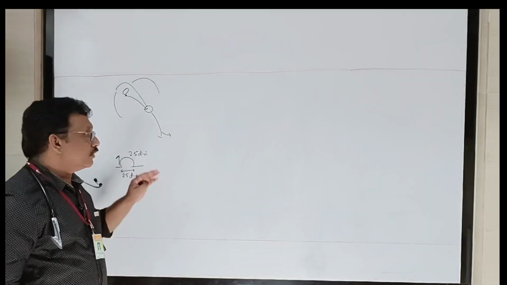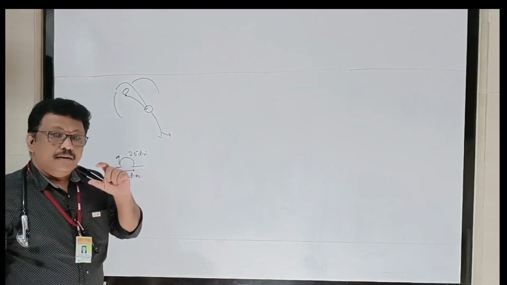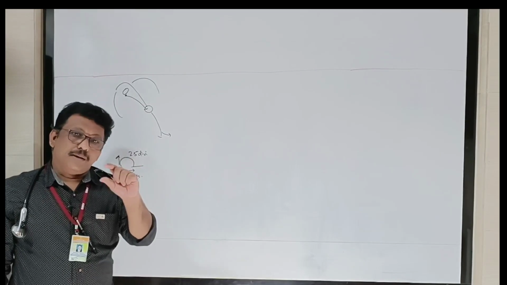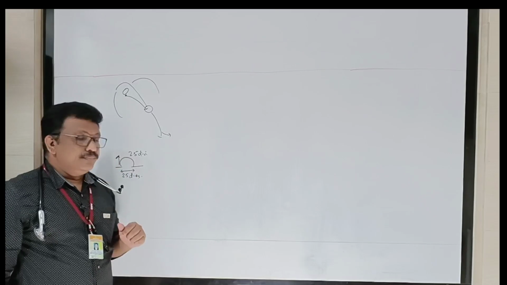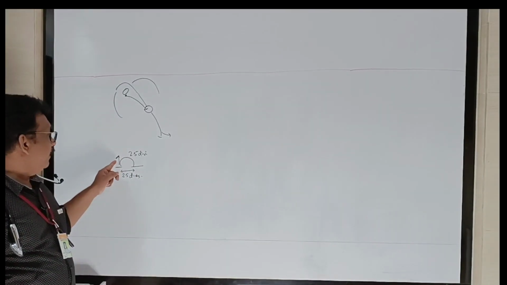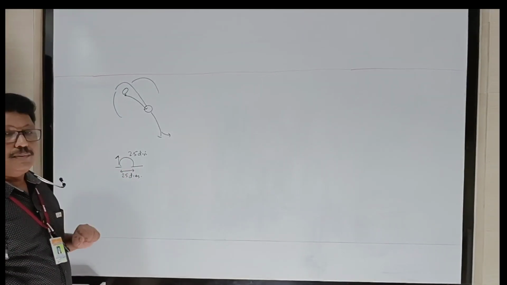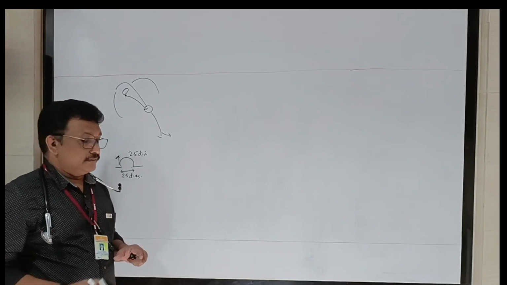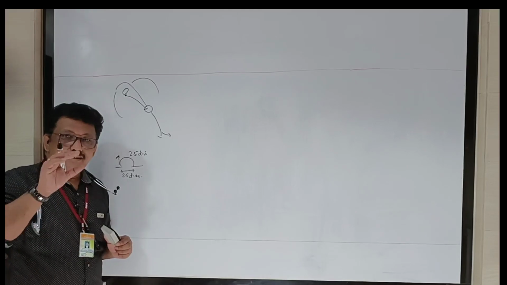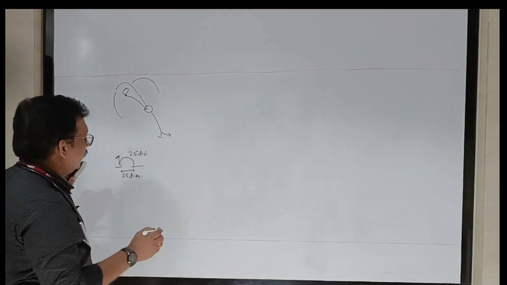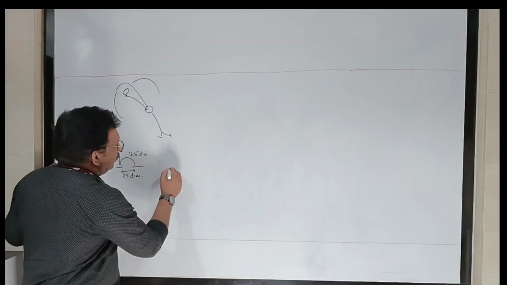When the P wave originates from the SA node, every P wave in the ECG rhythm strip will be monomorphic, with the same morphology, and the height of the P wave will be 2.5 divisions and the width of the P wave should be 2.5 divisions. Now we'll see what abnormalities are seen in the size and width of the P wave. First of all, we'll see the height.